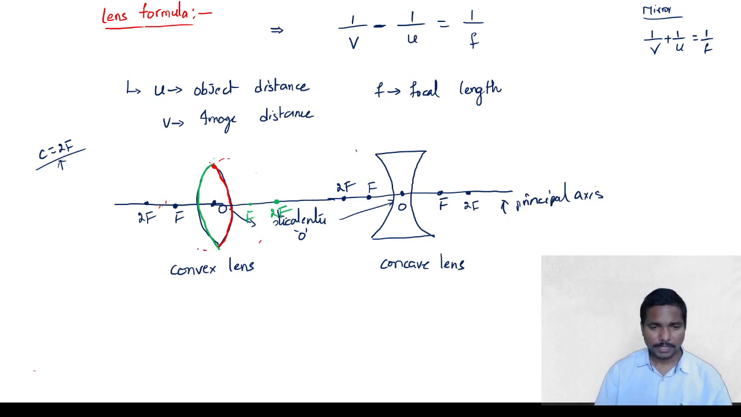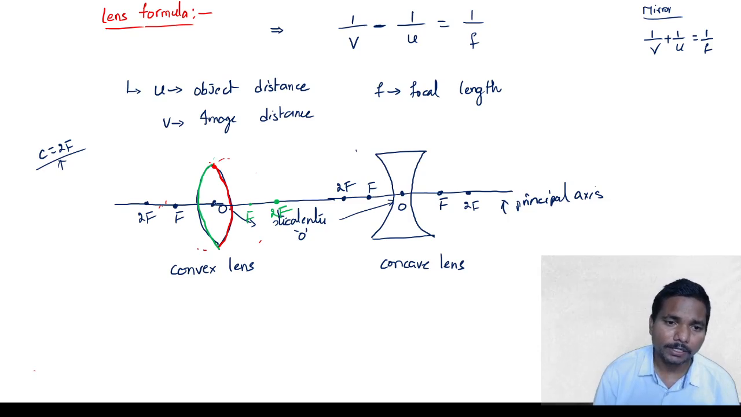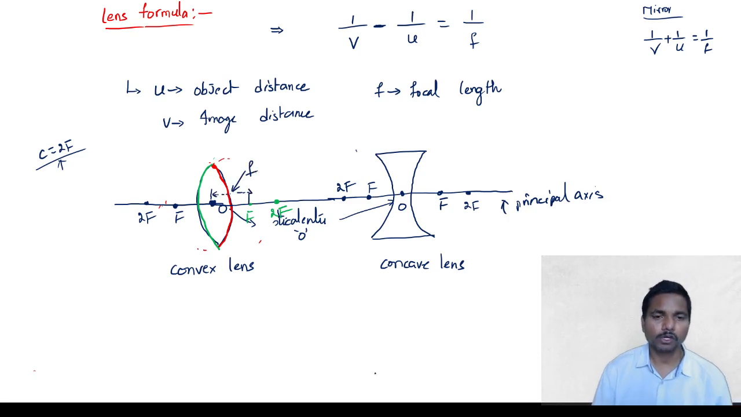Clear. In the case of a mirror, we know the focal length is from focus to pole. Here, in place of the pole, we have the optical center. So from the optical center to the focus, we have the focal length F. Note down the points, then you will get an idea about all this terminology.